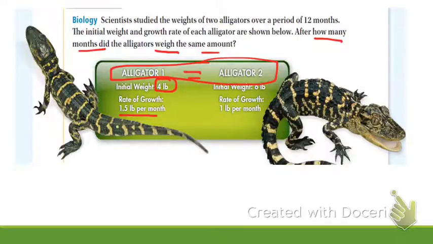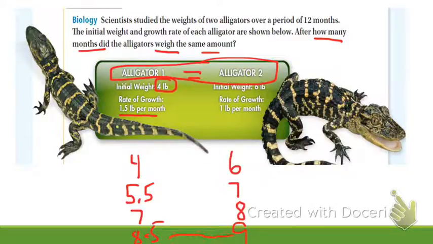One way you could think about it is they start at 4 and 6. After a month, this one is 5.5 because it gained 1.5 pounds. This one is 7. And then this keeps going up. This one's 7, this one's 8, and you could keep adding like this. And you can see we're catching up. So we know it's at least 4 months. But if they were really far apart, it wouldn't be a very good way to solve it.